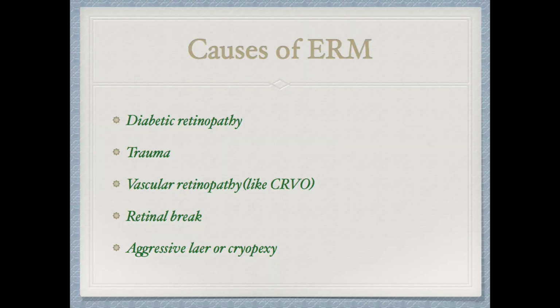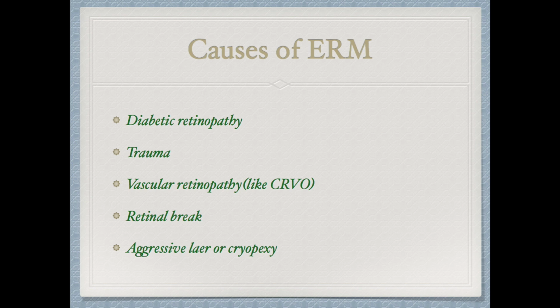The first one is diabetic retinopathy. Diabetic retinopathy can cause epiretinal membrane by two mechanisms. The first one is anomalous PVD with resultant epiretinal membrane. The second one is advanced PDR with formation of fibrovascular membranes over the macula.